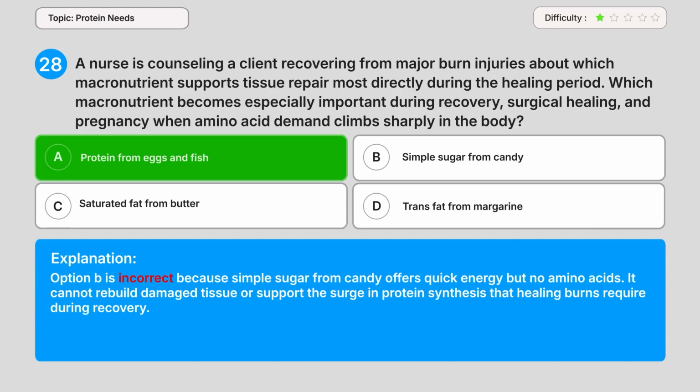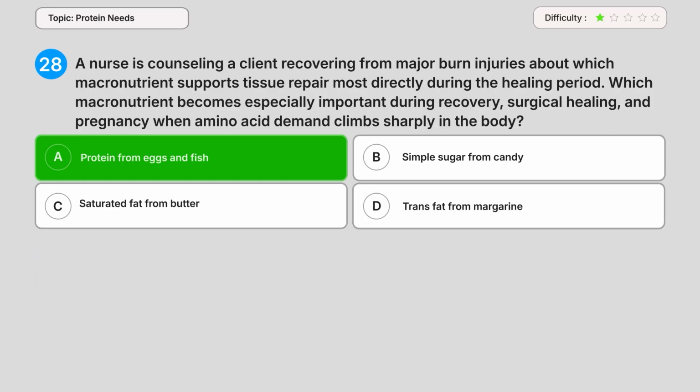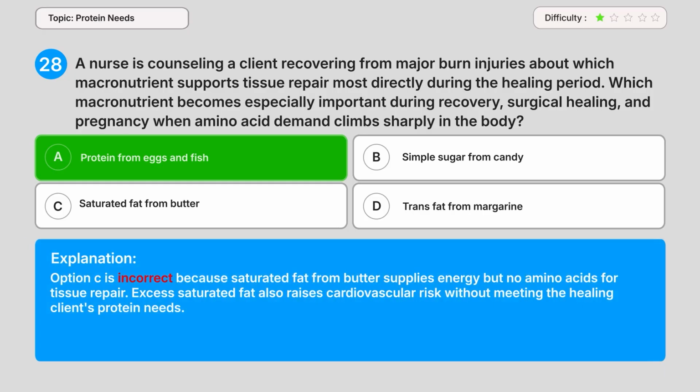Option B is incorrect because simple sugar from candy offers quick energy but no amino acids. It cannot rebuild damaged tissue or support the surge in protein synthesis that healing burns require during recovery. Option C is incorrect because saturated fat from butter supplies energy, but no amino acids for tissue repair. Excess saturated fat also raises cardiovascular risk without meeting the healing client's protein needs.